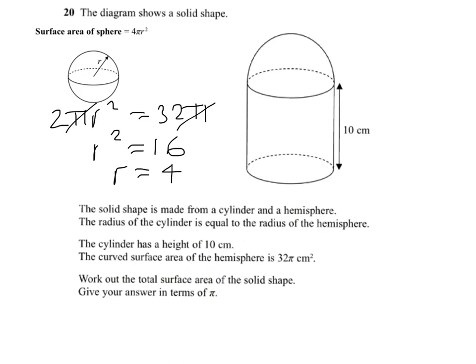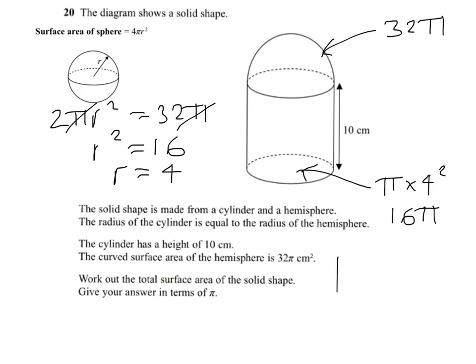Now the curved surface area has been given to us, 32 pi. So we now need to find the surface area of the base of the cylinder and also of the round part of the cylinder, this bit here, all the way around there. Now the base is fairly easy. That's just going to be the area of a circle with radius 4, so that's going to be pi times 4 squared, and that's going to give me 16 pi.